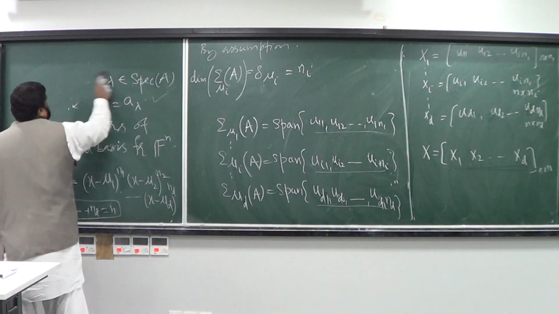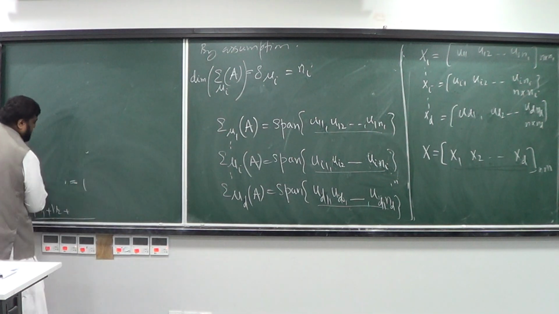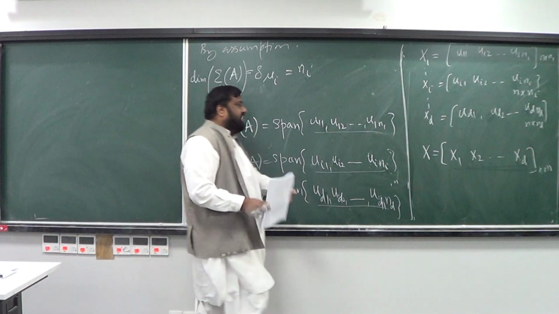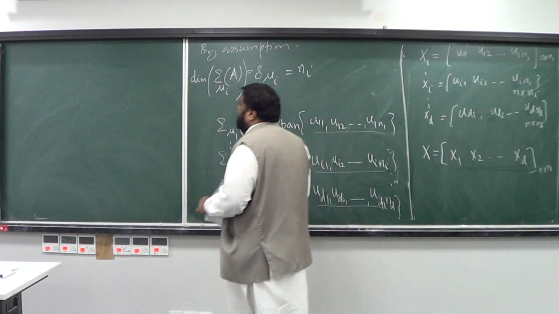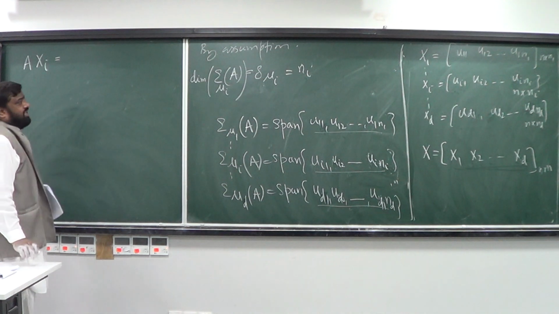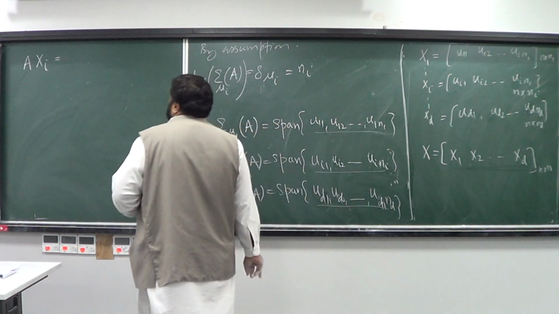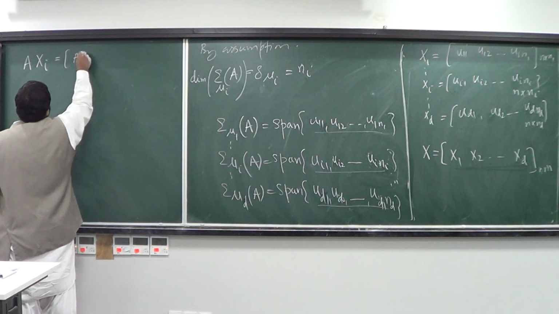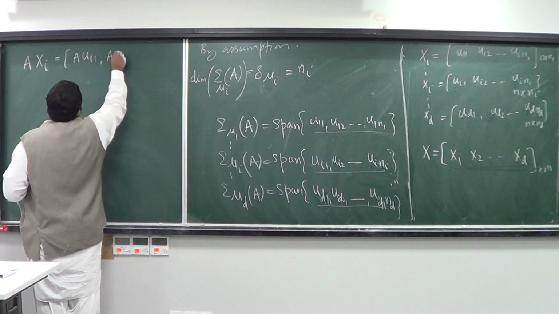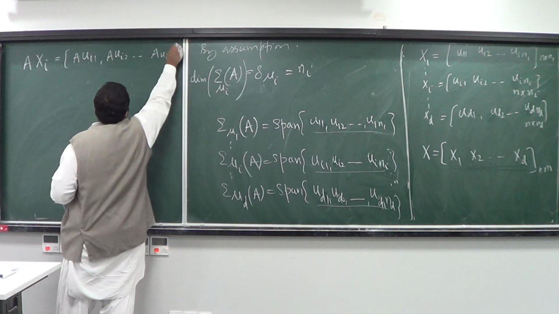Here is an interesting observation about these component matrices of A. Okay, what would be A X_i, by the way? What would be the matrix A multiplied by X_i? So you can treat this as A multiplied with each one of these columns. So A u_i1, A u_i2, and A u_i n_i.